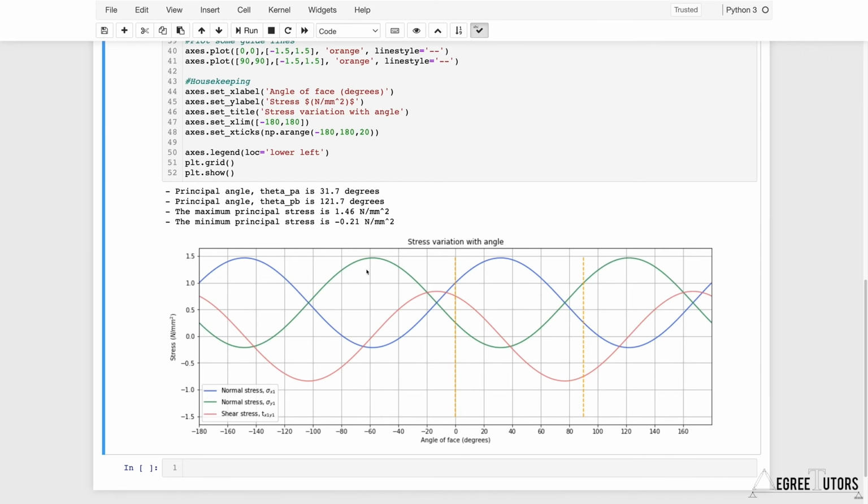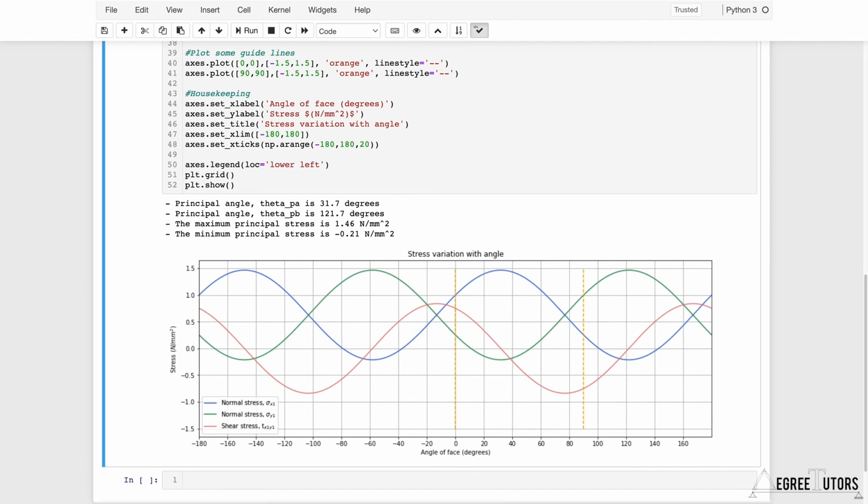All right, then. Now, the maximum principal stress is 1.46. Again, just shy of 1.5 there, so that makes sense. And then the minimum principal stress is minus 0.21. So that's going to be a compressive stress because it's minus, and we've got our value here, and that roughly tallies with minus 0.21.